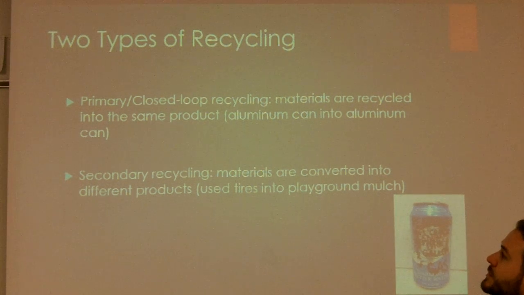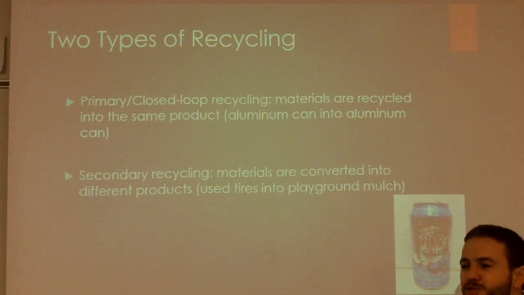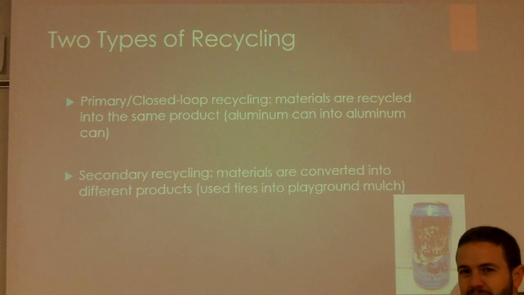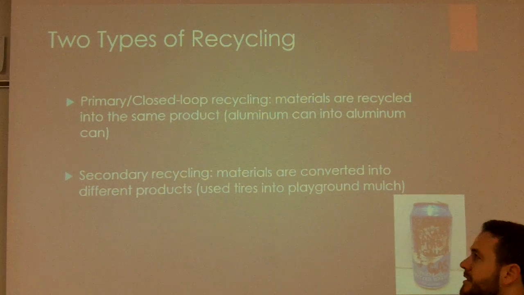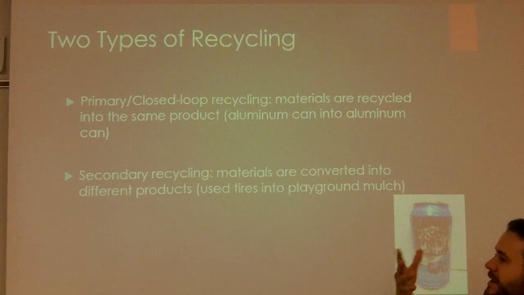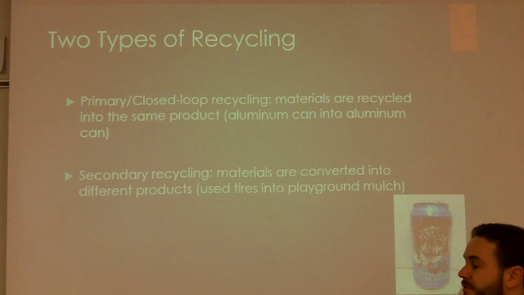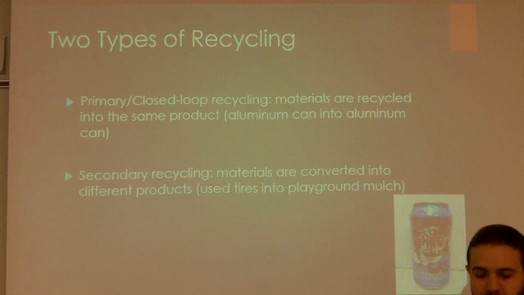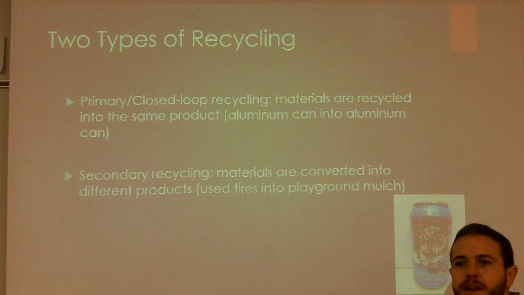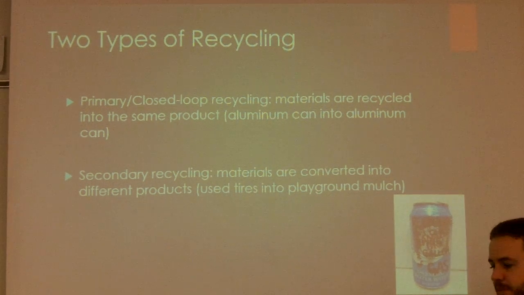Secondary recycling: materials are converted into different products. This is really something called downcycling. Here it says use tires into playground mulch. Eventually, that playground mulch is still going to end up in the environment or in a landfill. It's just taking a small stopover as mulch from tires before it goes to landfill. Kind of like those pens I use, because they're given to me.